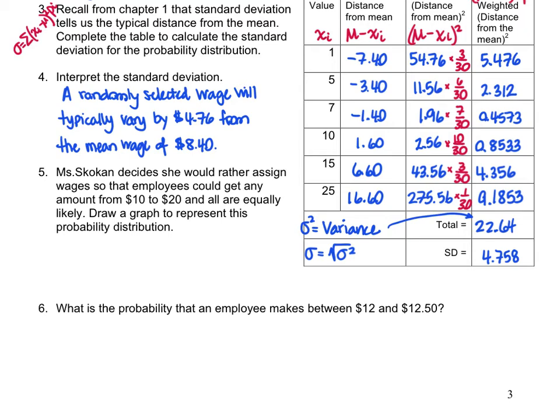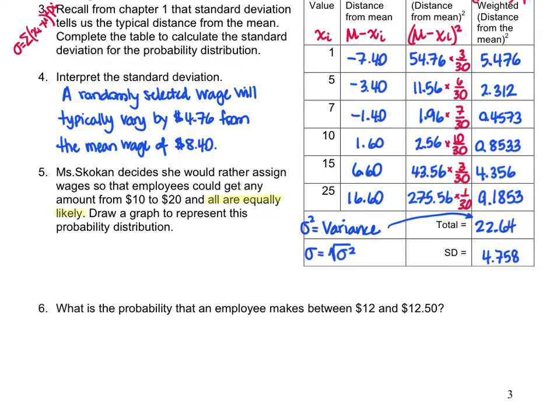Under number 5, it says Ms. Skokin decides she would rather assign wages so that employees could get any amount from $10 to $20 and all are equally likely. That's code for equal probabilities, which should indicate to you what type of a distribution that means. And the next sentence says, draw a graph to represent this probability distribution.